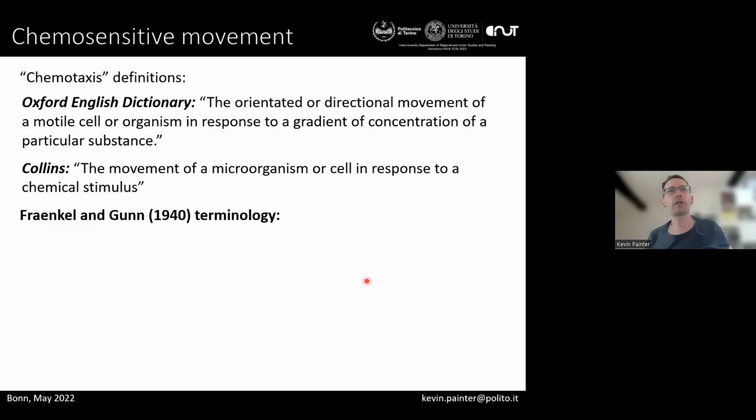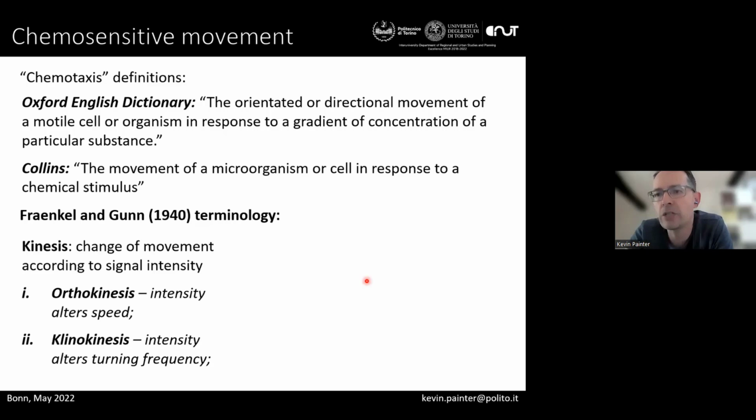Okay, so let's go a bit into the background here. As I say, chemotaxis was first studied back in the late part of the 19th century, and it was studied intensely over that period. But then as people got a bit more understanding of the way organisms were responding to the environment, it became clear that they needed a slightly more precise terminology. And the one that's very much still used today is that due to Fraenkel and Gunn.